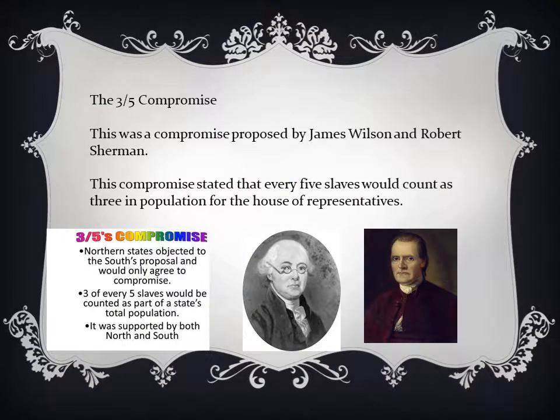James Wilson and Robert Sherman proposed the 3/5 compromise. Every 3 of 5 slaves were counted as population for a state. The count was important because every state wanted more power for the House of Representatives, and one of the houses gave your vote based off of population.